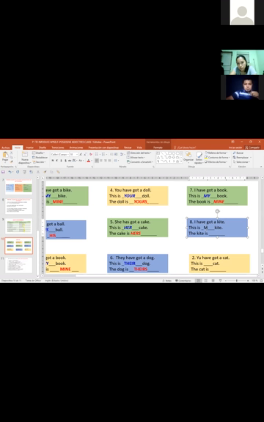This is mine. My kite, right? The kite is? Mine. Mine. Okay. Similar to the first one. Similar a la primera.